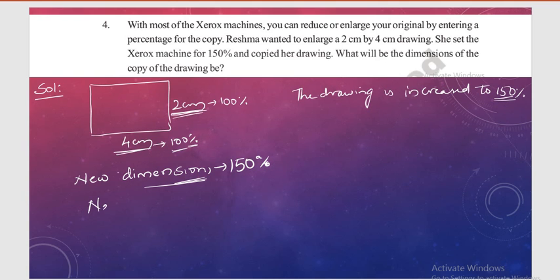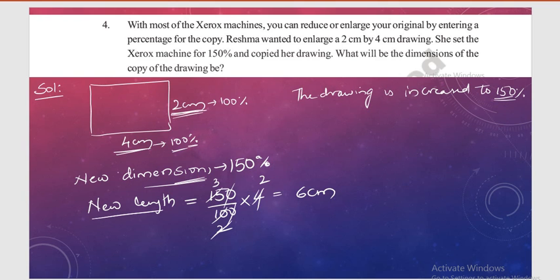So from this what I can say, new length. If you want to find new length, I need to take 150% of original. So 150% of original. Length is 4 now, so we can take it as 4. So what will happen? 0 0 gets cancelled. In 5 table goes 2 times, this goes 3 times. Next in 2 table 4 goes 2 times. So 3 2s are 6 centimeters. So this is nothing but new length.